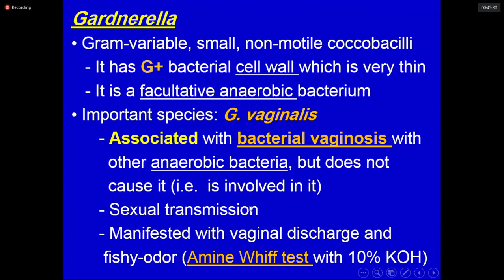It is a sexually transmitted disease. I hope this point is clear to you. Manifested with vaginal discharge and fishy odor, bad odor. This is very characteristic of the microbe, and there is a test called the amine whiff test. If you add 10% KOH to the vaginal discharge, it will produce a fishy odor. An easy method. You add a drop of 10% KOH and you get a very bad odor. This is an indication that there is Gardnerella infection, in particular Gardnerella vaginalis. So remember, amine whiff test.